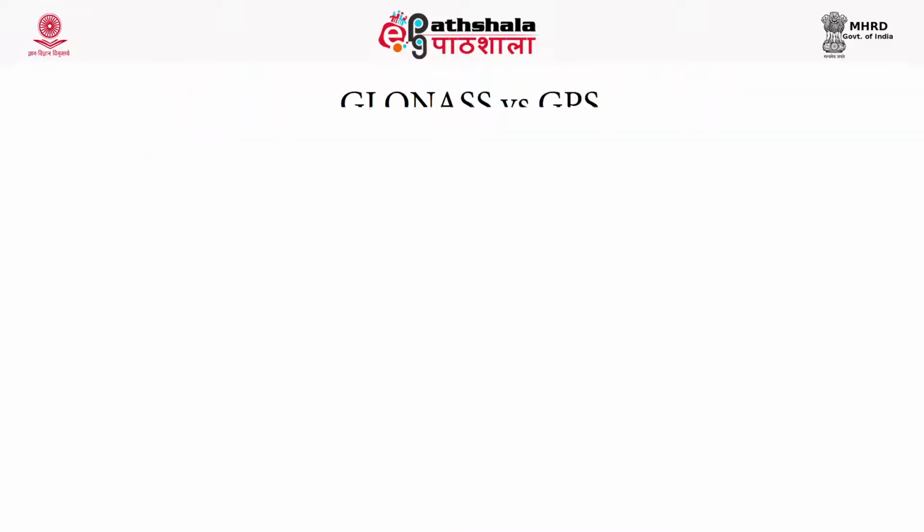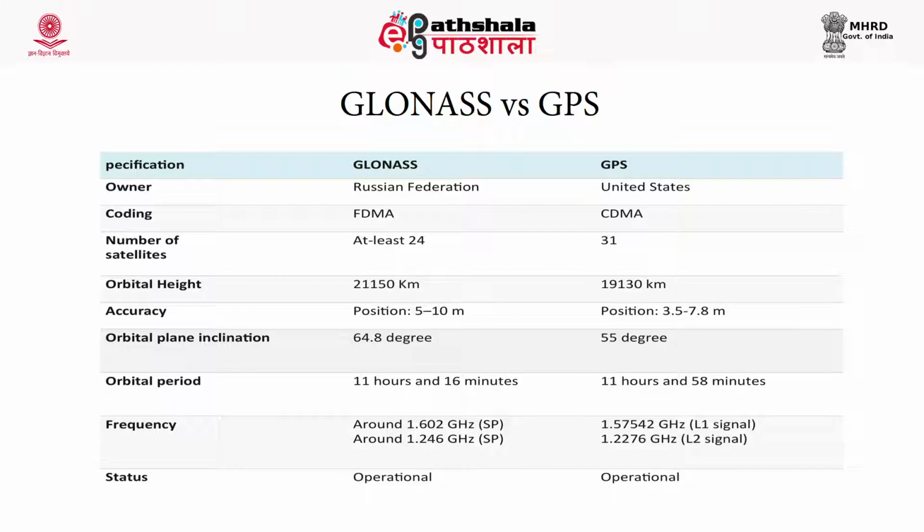So, dear students, looking at their comparative table, as we already discussed, GLONASS is the Russian based navigational satellite system, while GPS is of the United States of America. The coding in both differs, as GLONASS is FDMA based while GPS is CDMA based. We also discussed that GLONASS is a constellation of 24 satellites while GPS is of 31 satellites.